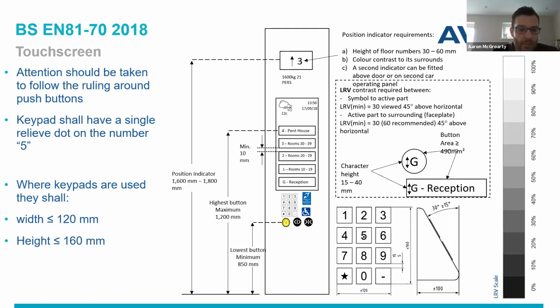Also make sure that for your touchscreens the button sizes are correct. They need to have a certain width between them. They need to be a certain size. The characters on there need to be a certain size. And these are also detailed here on this slide with the picture graphic that I created. The LRV value should also be taken into account, which shows the difference in dark and light materials. This is all spec'd in EN81-70.